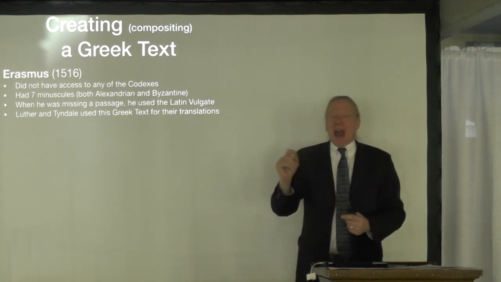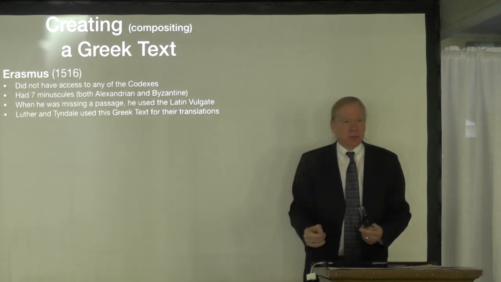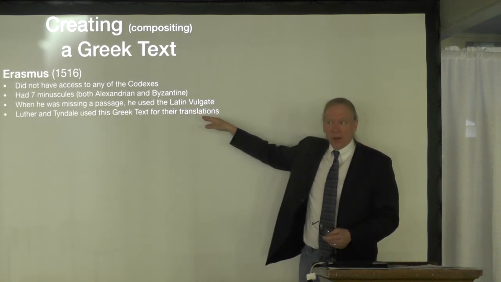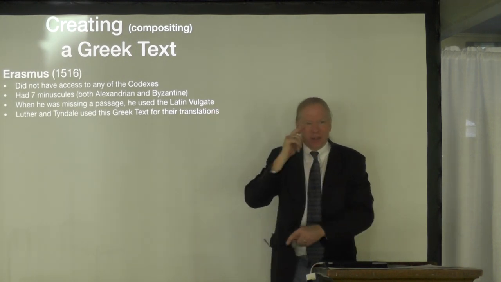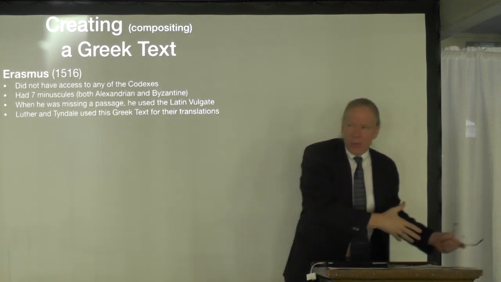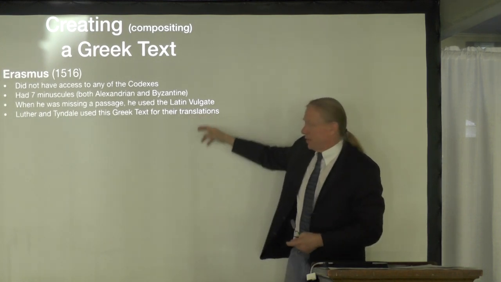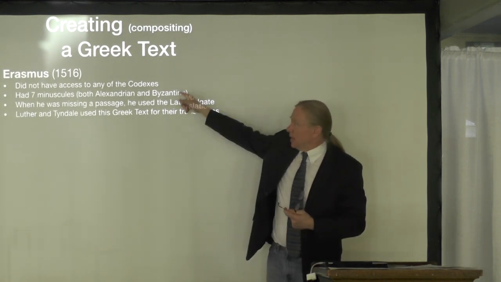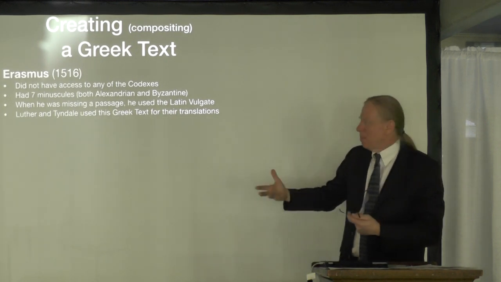The problem was he didn't have the entire Greek text, even between those seven minuscules. In fact, he was completely missing the book of Revelation. So what did he use when he didn't have Greek witnesses to the text? He used the Latin Vulgate. He would back translate it. He would take the Latin Vulgate by Jerome, translate the Latin into Greek, and then transpose the Greek and put it into his text. So that's how he created a Greek text. Martin Luther, even though he hated Erasmus, used it, because that was the only thing he could use to create his German Bible.